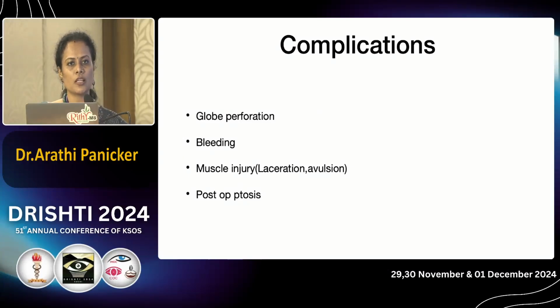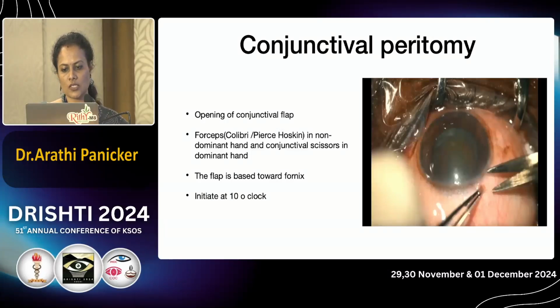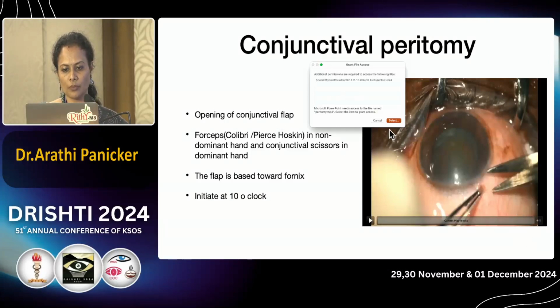The complications that can happen during bridle suture are globe perforation, bleeding, muscle injury which can be laceration or avulsion, and post-operative ptosis. Next is doing a conjunctival peritomy.